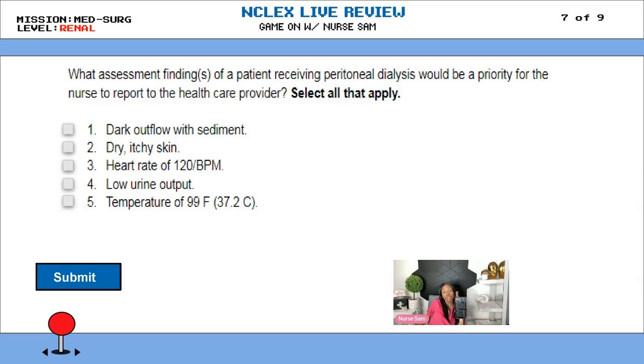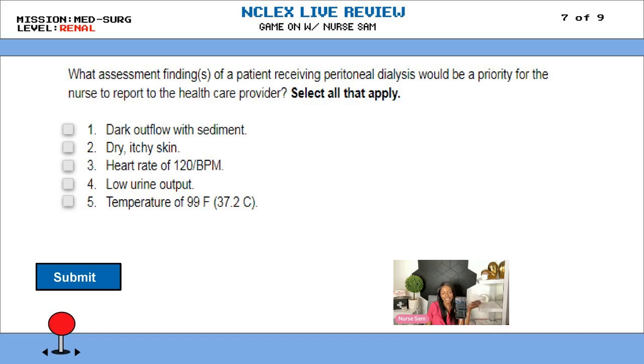Remember, this is med-surg, renal level of NCLEX Arcade. What assessment findings of a patient receiving peritoneal dialysis would be a priority for the nurse to report to the healthcare provider? Select all that apply. Damn, this is priority and select all? Is it 1, dark outflow with sediment? 2, dry, itchy skin? 3, heart rate of 120 beats per minute? 4, low urine output? Or 5, a temperature of 99 degrees Fahrenheit or 37.2 degrees Celsius.